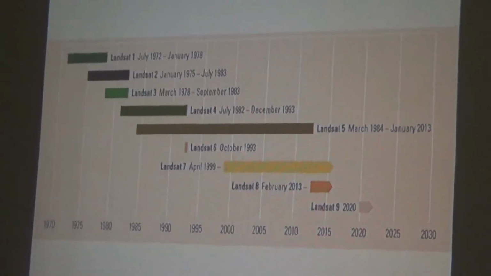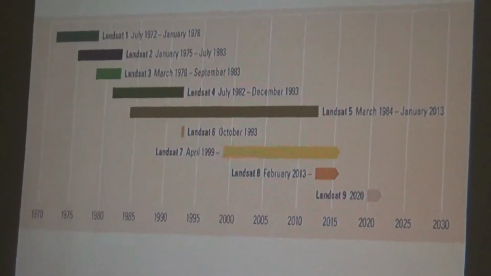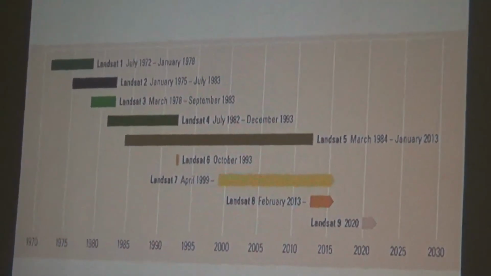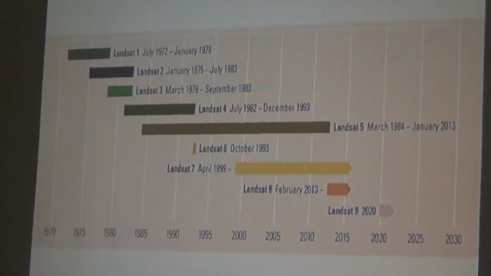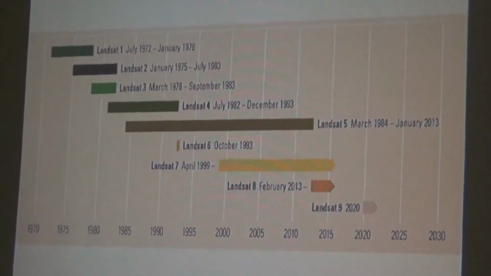I remember going to the launch party at the university where we watched the launch, and Landsat 9 should be launched possibly in 2020. I don't really believe that. I think it's more likely to be 2021. But the idea is they all overlap with each other, so you don't end up with any times where you haven't got any coverage. This is what the Landsat 8 satellite looks like.